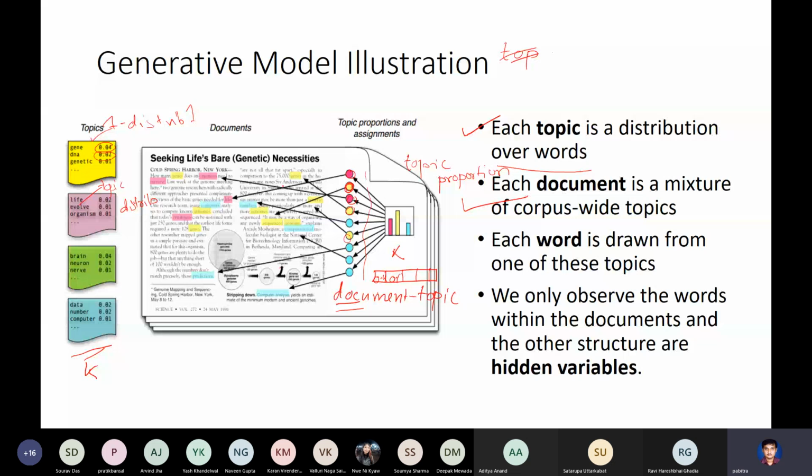So now I have to generate a yellow word. How will I generate a yellow word? I go to the yellow topic.